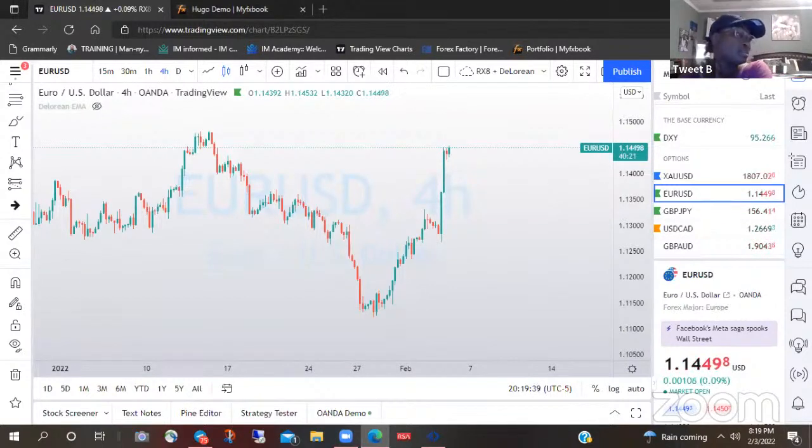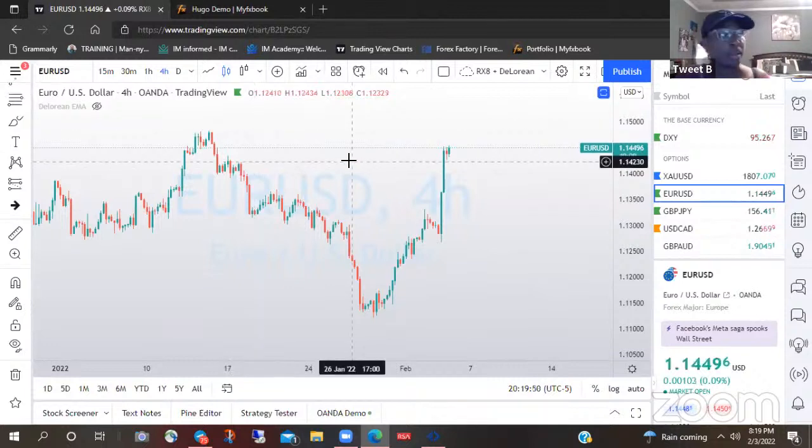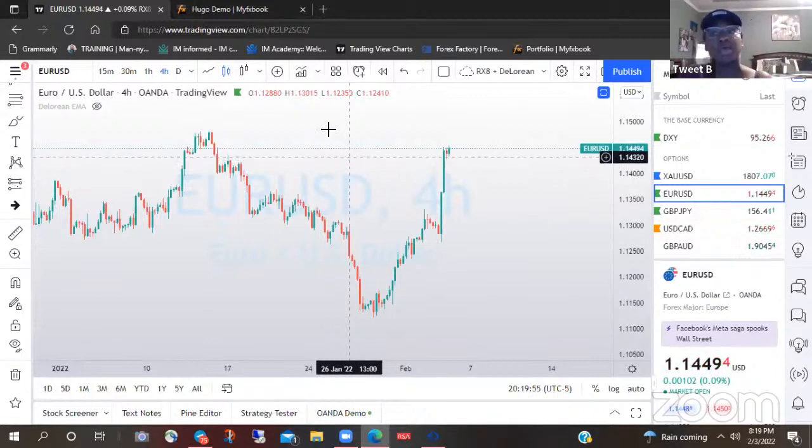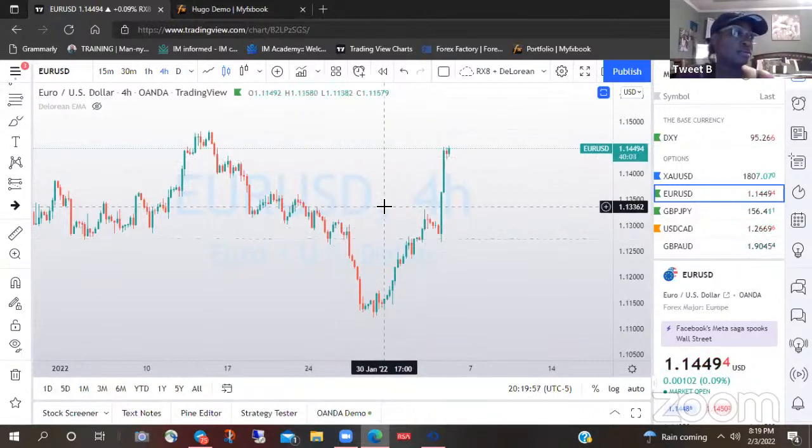Anybody else? Is it mostly MT4 on here? I have TradingView, but I've yet to learn how to actually use it. So, yeah. Okay, cool. I'll be heavy on TradingView. Okay.